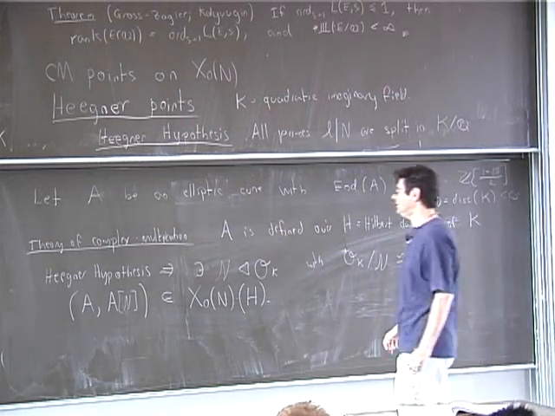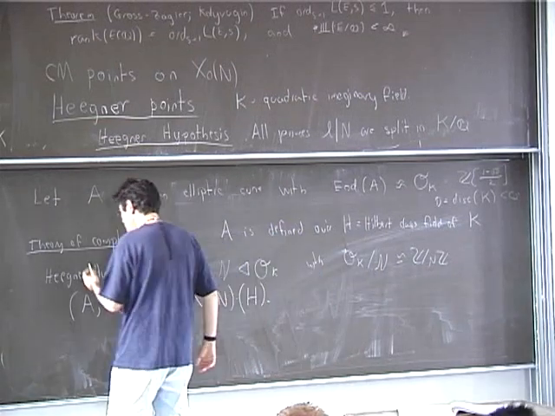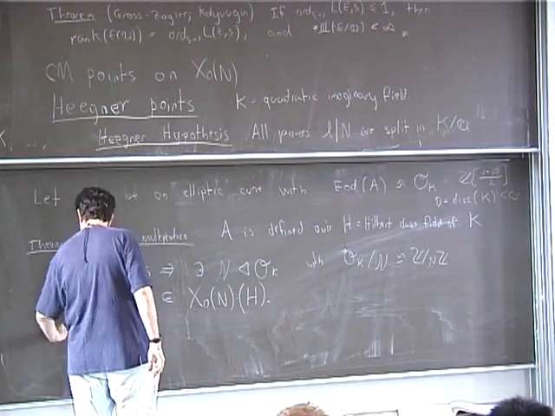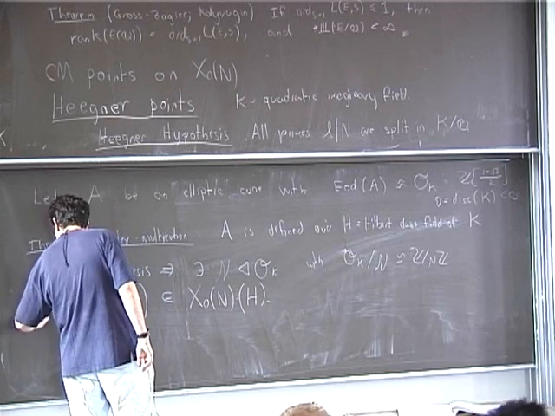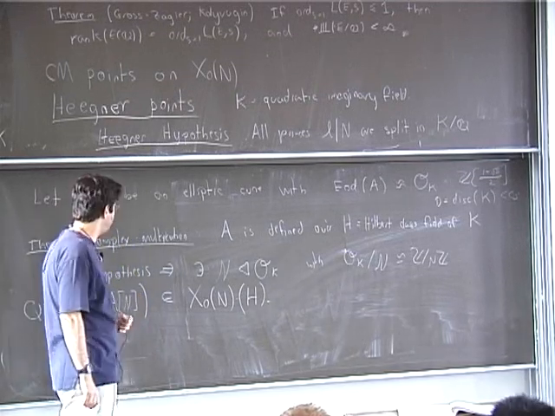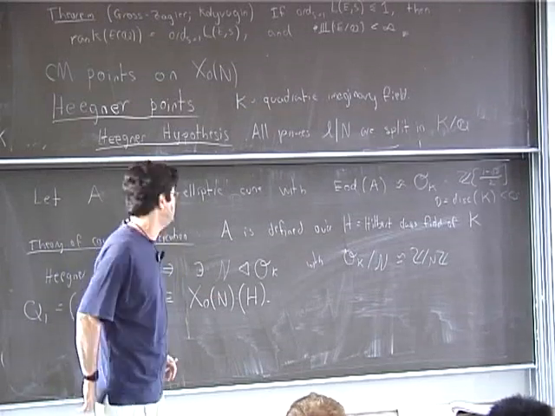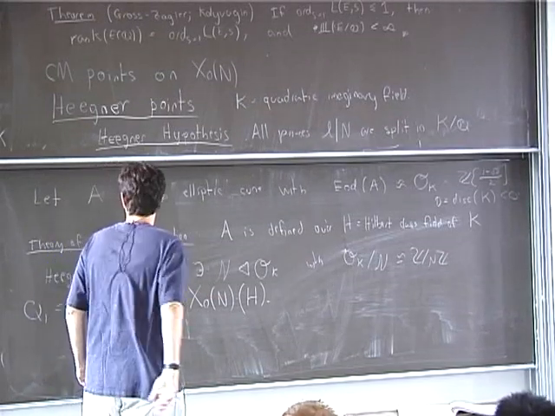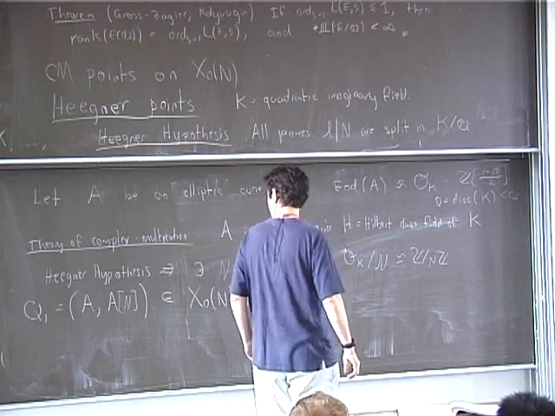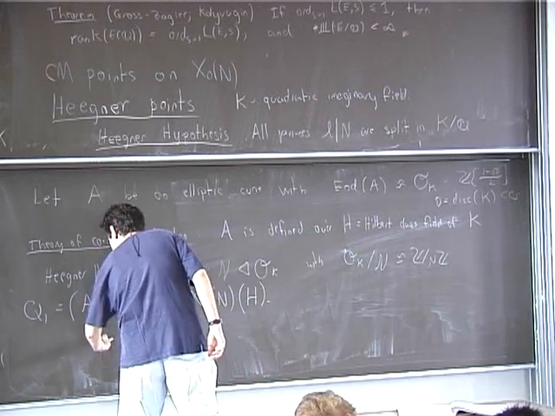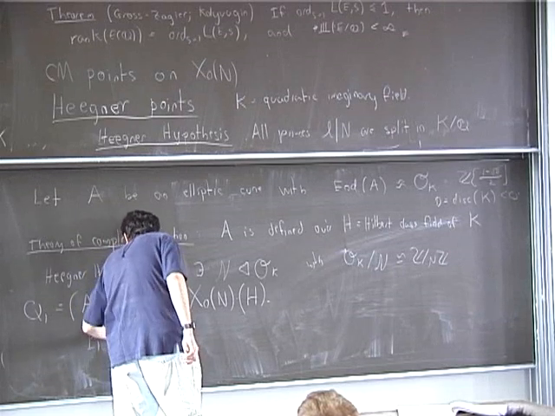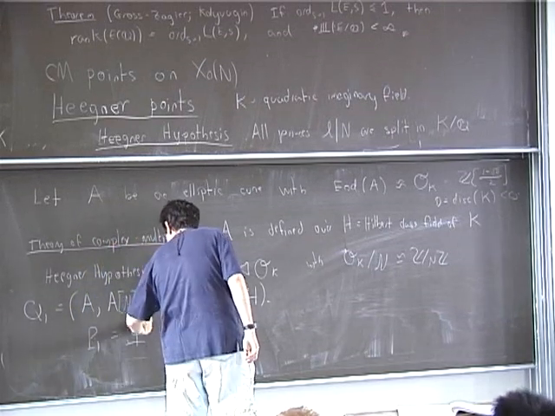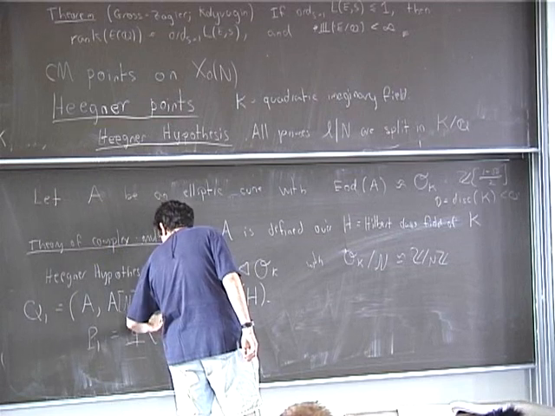Okay, so I'm going to call this point Q sub 1, the point on X naught of n which corresponds to this moduli pair, if you want. And then I'll define P1 to be the image of Q1 under the modular parameterization.